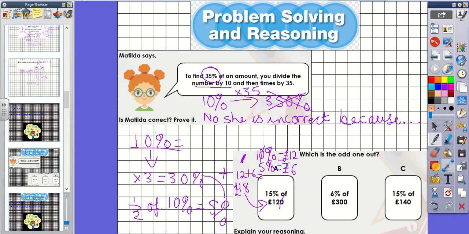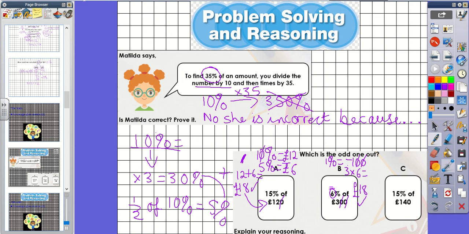Moving on to B then. Now I've got 6% here, so I need to find out what 1% is. So to find 1%, I divide by 100. Oh, 2 zeros there, 2 zeros there. So 1% equals 3. I need 6%, so I need to multiply 3 by 6, which is 18. So far we've got an 18 here and an 18 here.